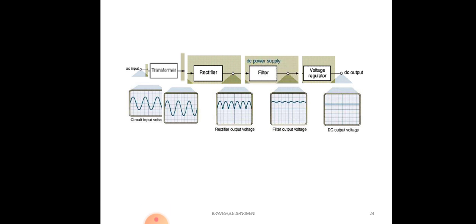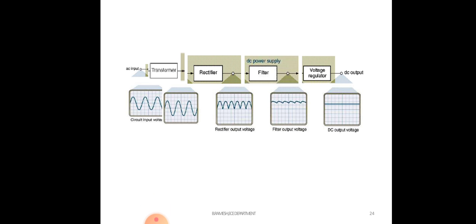We do not get DC voltage from the power plant directly. From the power plant we get AC voltage, because of some drawbacks, power losses in generating DC current. Due to that reason we are not generating DC voltage from the power plant. From the power plant we generate only AC voltage.